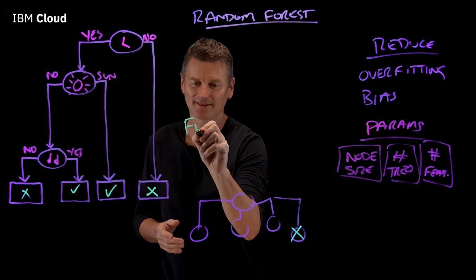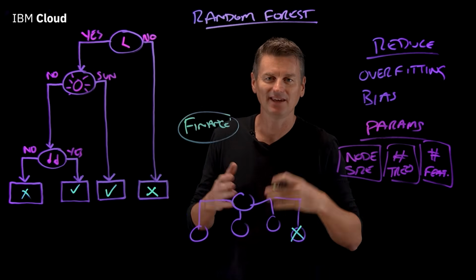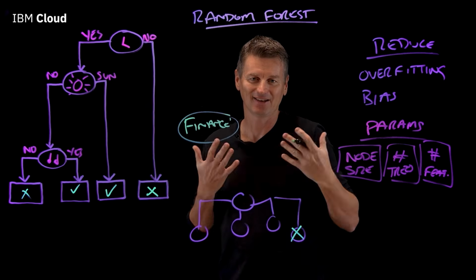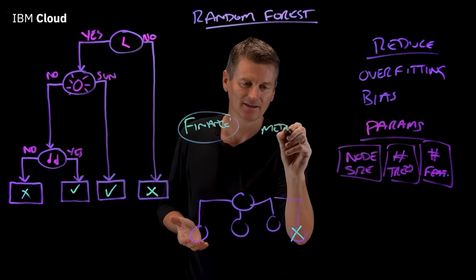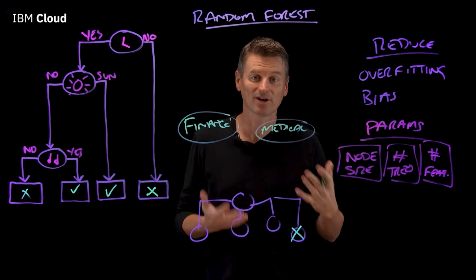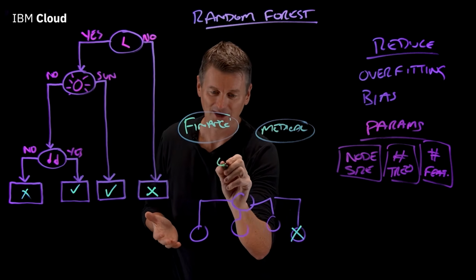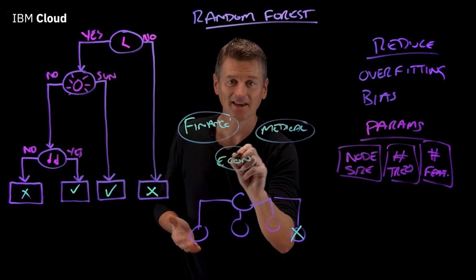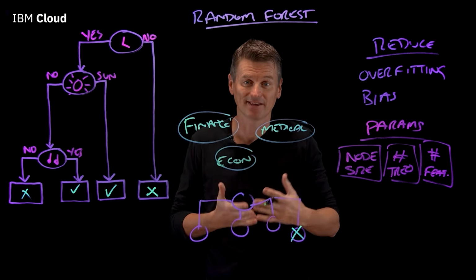In finance, for example, it can be used to predict the likelihood of a default. In a medical diagnosis, it can be used to predict prognosis or survival rates depending on treatment options. And in economics, it can be used to sort of help understand whether a policy is effective or ineffective.